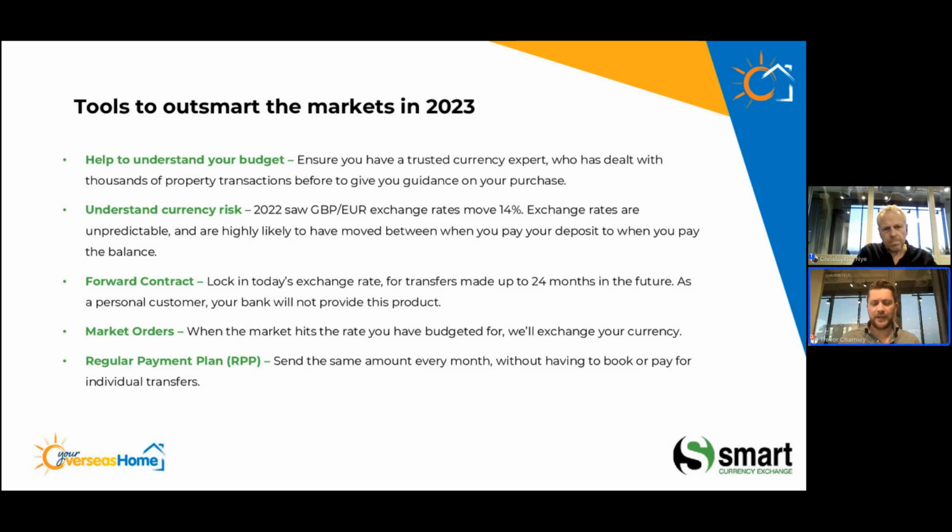And a regular payment plan. We're obviously focused today predominantly on overseas property. However, once you've bought that overseas property, perhaps if you're emigrating, or if you've got regular payments to make for community fees or insurance or gardeners or cleaners, etc., it's worth considering how you're going to fund that on a monthly basis. Regular payments are really, really easy to set up.